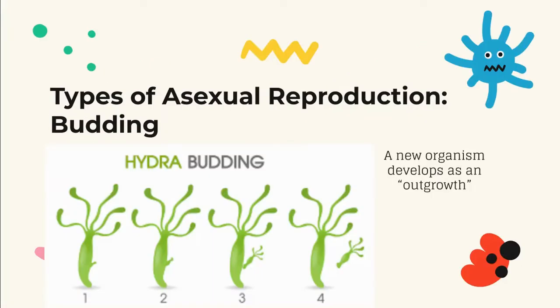There's budding, in which a new organism develops as an outgrowth. So here we have a hydra, and you can see in number 1 a little baby outgrowth, number 2 it growing larger, number 3 growing larger, and then all of a sudden it pops off, and now we have two hydra. There is one parent. It does not combine any genetic information, so this offspring is identical and it budded and popped off.